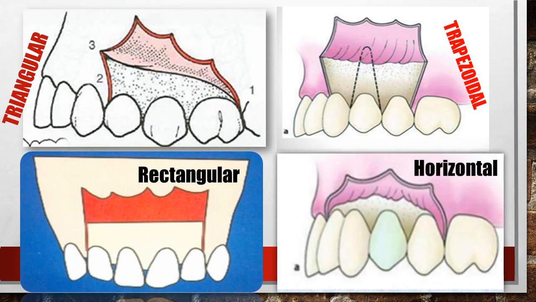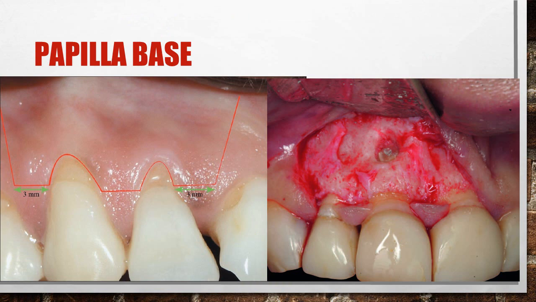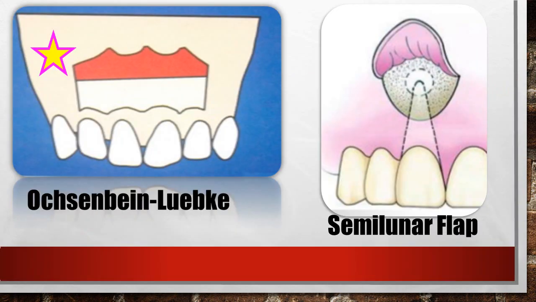So here you have the diagrammatic representation of your full mucoperiosteal flaps. As you can see, the sulcus is involved in all of them. So you have the triangular, the trapezoidal, the rectangular and the horizontal. And this is the papilla preservation or the papilla base flap. So you are actually preserving the papilla. As you can see, the papilla is actually left behind over here, and you have given a flap.